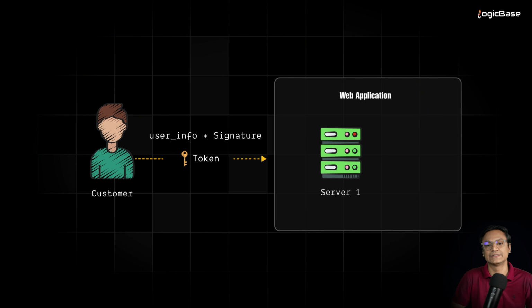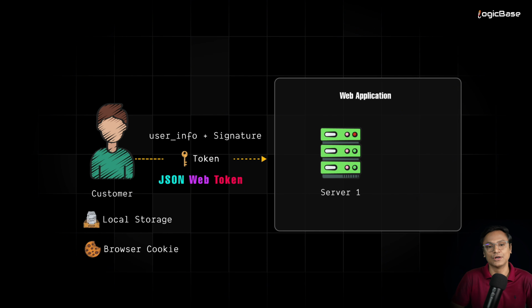Each time the client sends a request with this token, the server can read it, identify which user made the request, and provide the necessary data. This token is not just a simple ID, it's a JSON object containing all the information. And this is what we call a JSON Web Token or JWT. How the client stores this JWT is entirely up to the client. The most common methods are storing it in the browser's cookies or local storage.